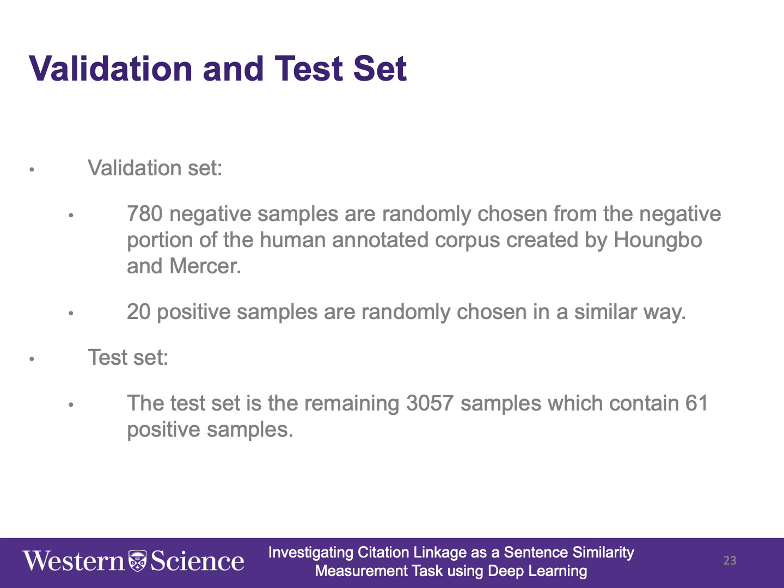For the validation set and the test set, we used Hongbo and Mercer's work. For the validation set, we took 800 sentence pairs, among which 780 negative samples were randomly chosen from the negative portion, and 20 positive samples were randomly chosen in the very same way. For the test purpose, the remaining 3,057 samples with 61 positive samples were used.